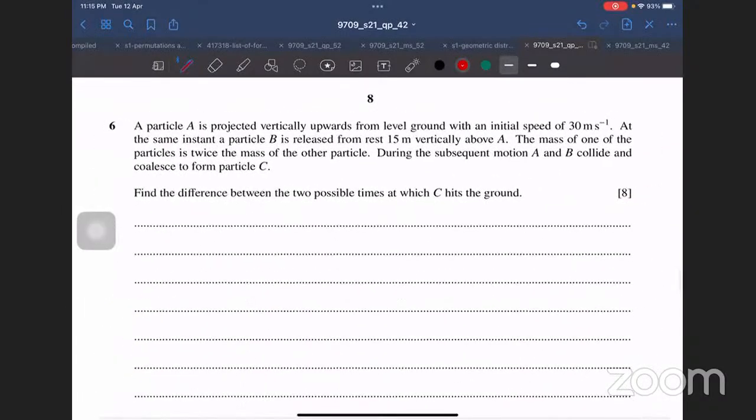Okay, this is question number 6. It says a particle A is projected vertically upwards from level ground with an initial speed of 30. At the same instant, particle B is released from rest vertically above A. The mass of one of the particles is twice the mass of the other particle. During the subsequent motion, A and B collide and coalesce to form particle C. Find the difference between the two possible times at which C hits the ground.